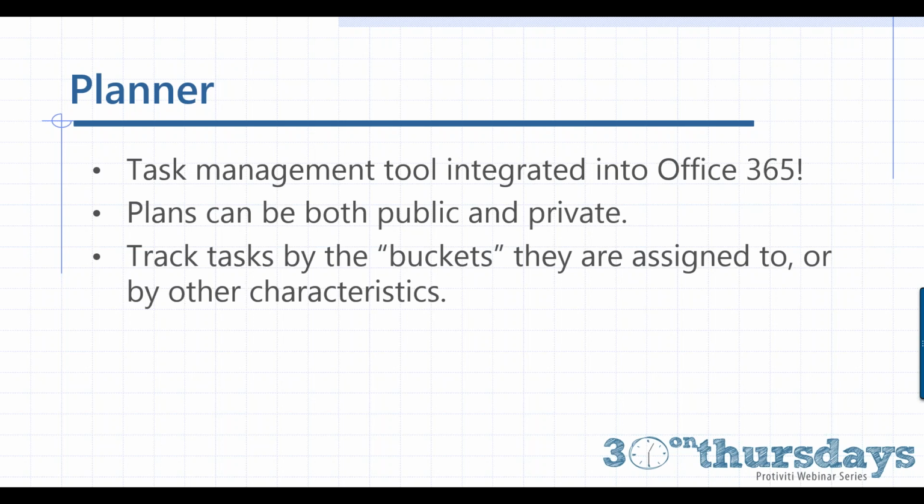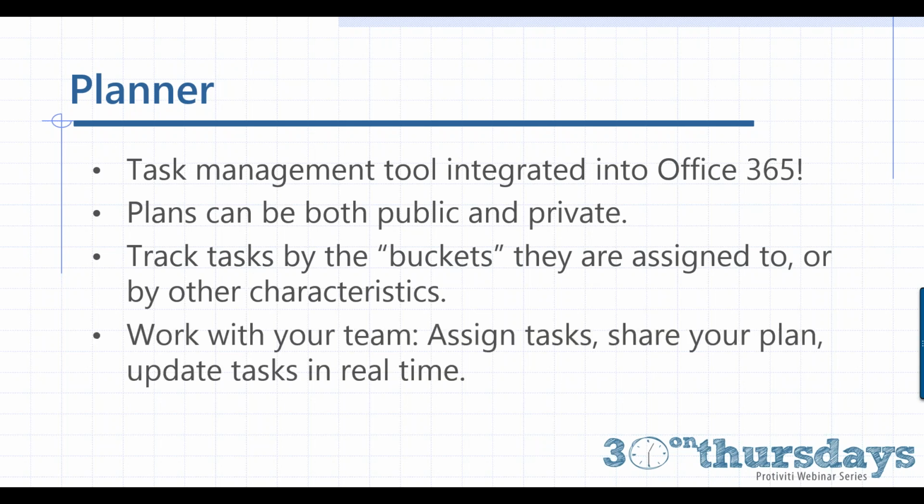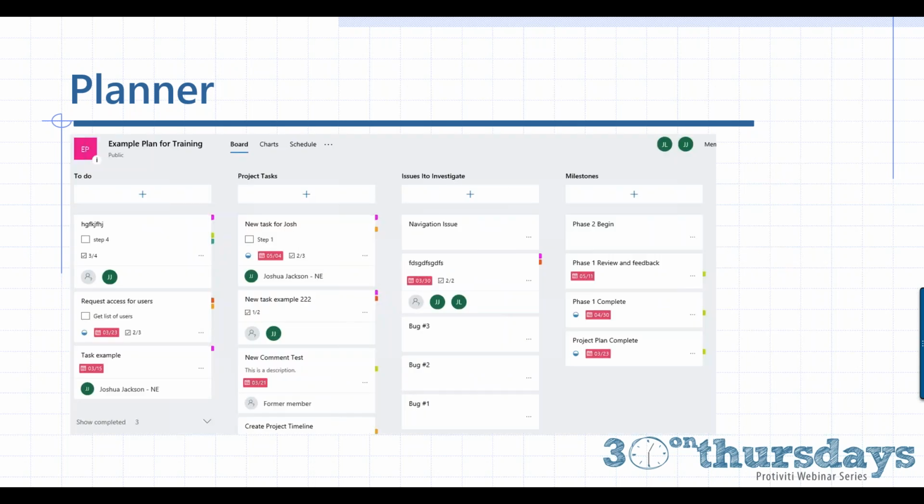With Planner, you can track tasks across buckets, so you can easily create buckets and drag and drop tasks across them. It's really easy to assign tasks to individuals, and you also have a lot of capability to tag other characteristics within your tasks. And it allows you to work with your team. So you can assign tasks, you can share your plan with the people that you want to have access to it, and when they make updates or when you make updates, people will see those in real time. There is an application available on your mobile device for tasks, as well as the Office 365 interface for Planner.